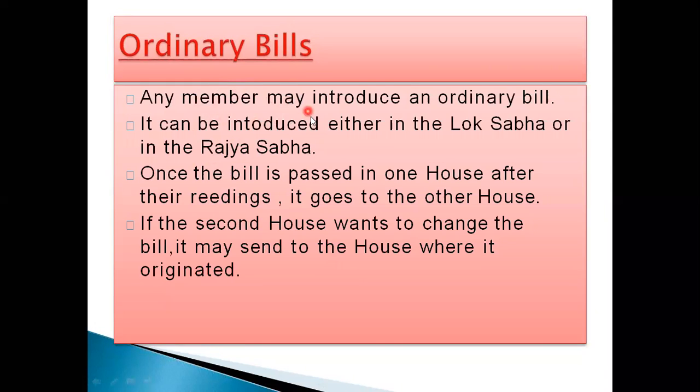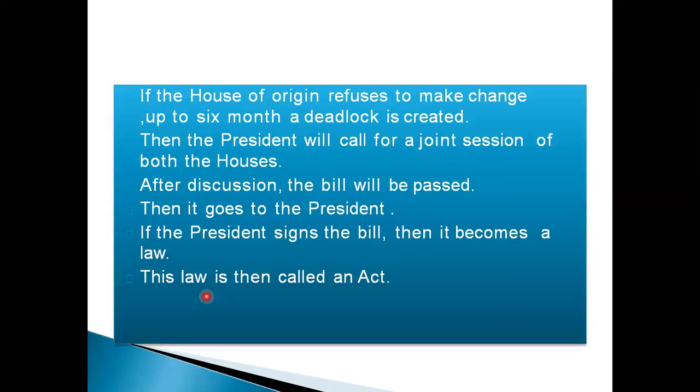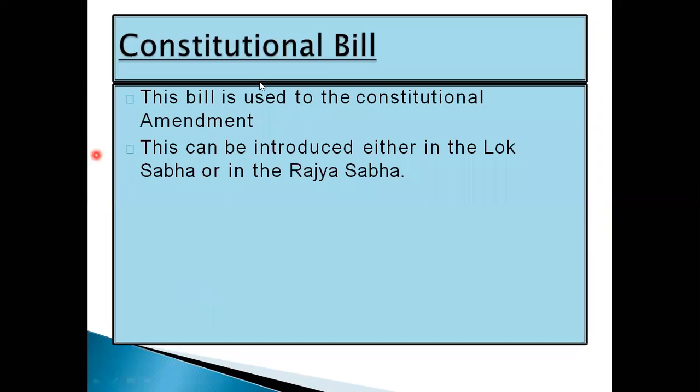Then the ordinary bill. A member may introduce an ordinary bill. It can be introduced either in the Lok Sabha or in the Rajya Sabha. Once the bill is passed in one house after the readings, it goes to the other house. If the second house wants to make changes, it may send it back to the house where it originated.